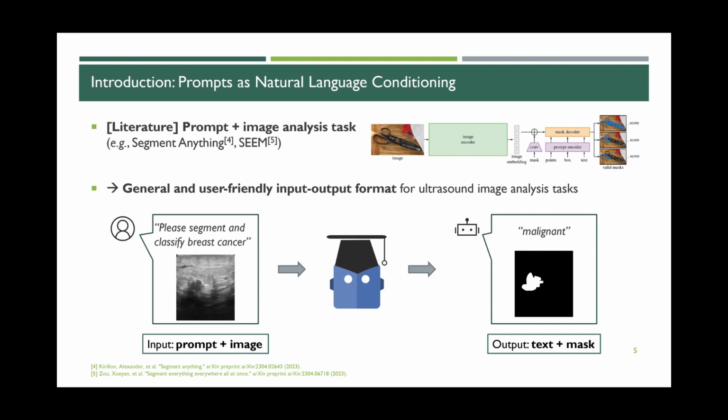Therefore, we use prompts as natural language conditioning, like the workflow shows. Users input prompts plus image to the model. For example, please segment and classify breast cancer. The model output is text plus mask. It tells us the breast cancer is malignant and provides the corresponding segmentation of it. Such input and output format is general and user-friendly because different tasks such as segmentation and classification can be unified, and end users can communicate with the model in a natural way.